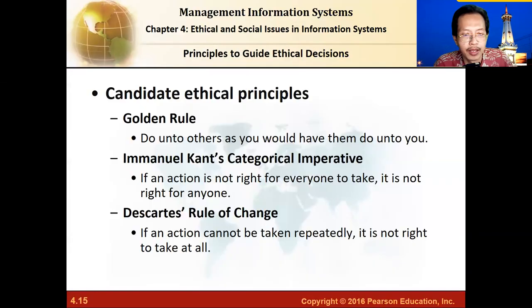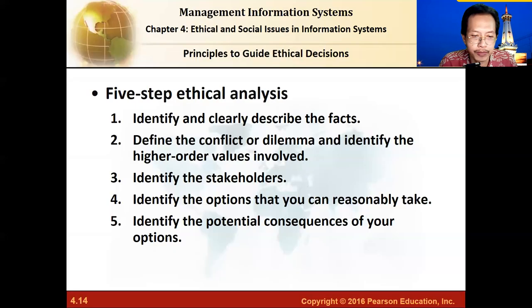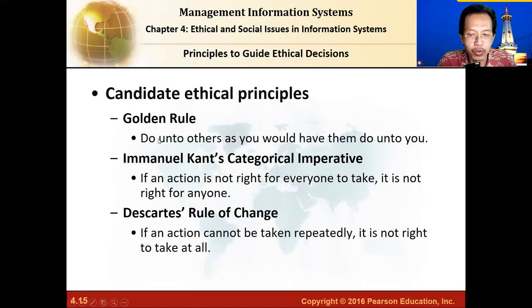Now here are candidates of ethical principles. Here, if you remember, you have to identify the higher order values involved. Okay, so for the conflict or dilemma, let's take a look. The golden rule, do unto others as you would have them do unto you. If you want to be treated fairly, you need to treat other people fairly. Is it fair to use the information from other people in exchange for the facilities that Facebook gives, for instance?